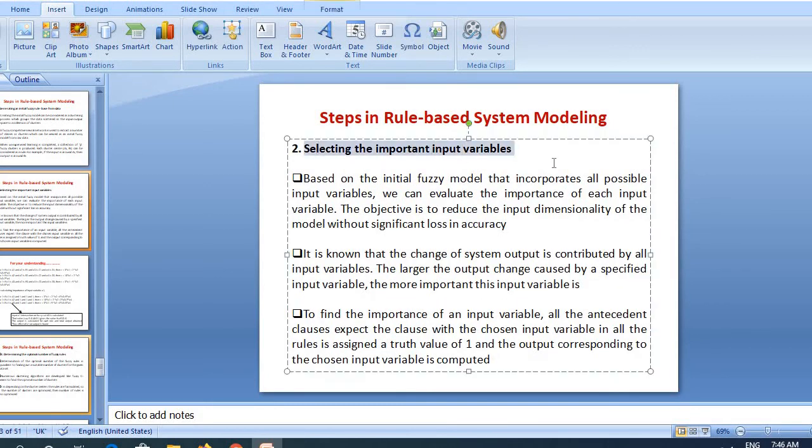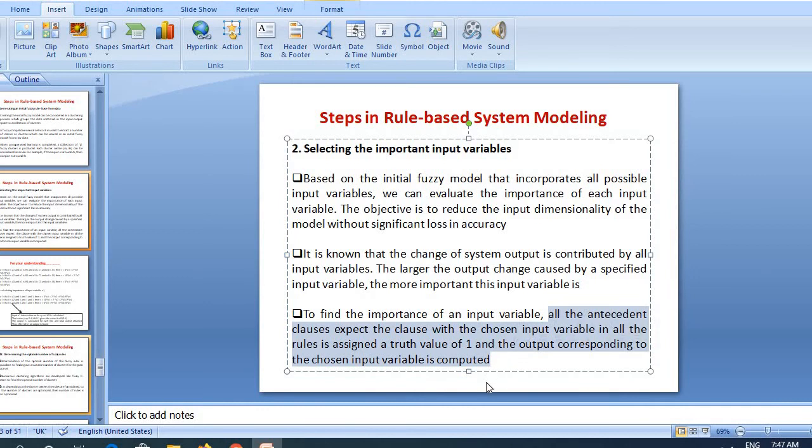Now, selecting the important fuzzy variables. There will be many variables for a fuzzy system. In order to reduce the dimensionality, for example, the input vector can be x1, x2, etc. up to xp. Some of the variables in that may not be important, so we have to remove them to reduce the input dimensionality. To find that, you find the contribution of each input variable to the output. If x1, the first input, causes a large change in output, it means that x1 is very important. If x3 has only a small output change, it means that x3 is not important. You can remove x3. So what you do is, all the antecedent clauses except the clause with the chosen input variable are assigned a truth value of 1, and the corresponding output is computed.